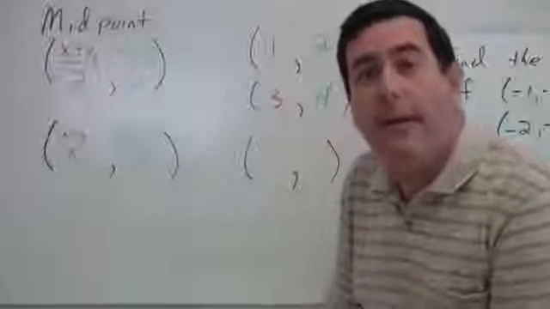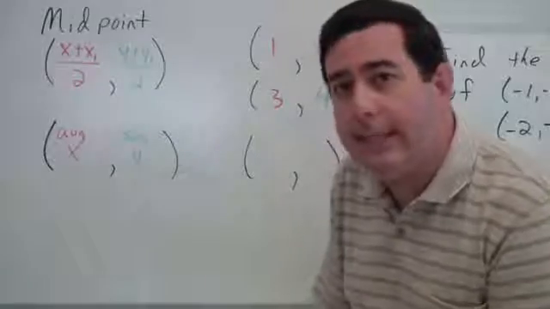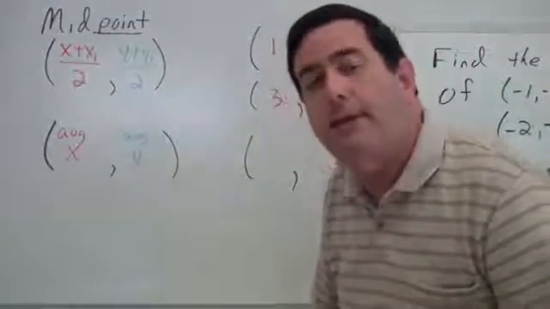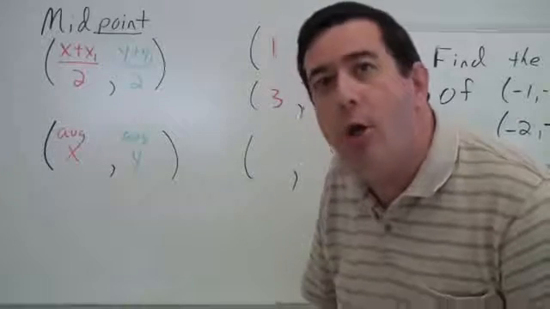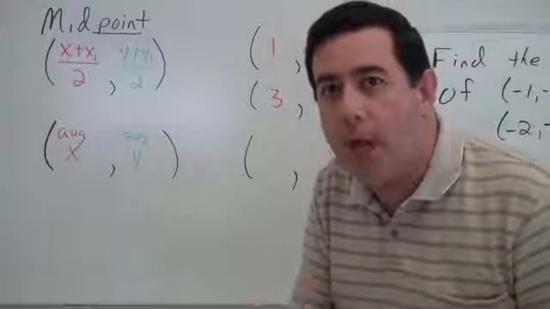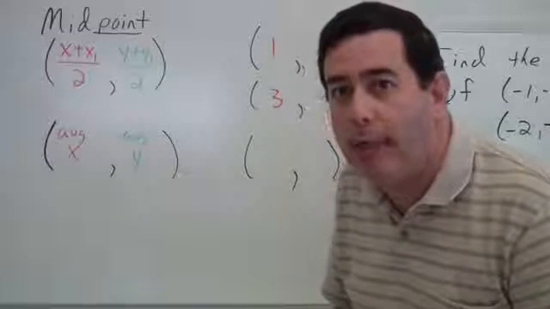Let's talk about finding the midpoint of 2 points. First thing I want you to see is that our answer is going to be a point, an ordered pair with both an x and a y value, parentheses around them, a comma between them. An ordered pair, a point for our answer.